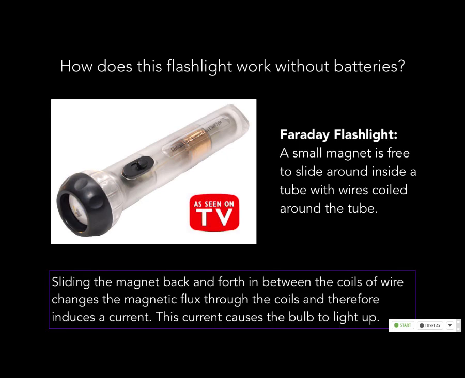Anyway, sliding the magnet back and forth between the coils changes the magnetic flux, generates a current, turns on the light. Okay?